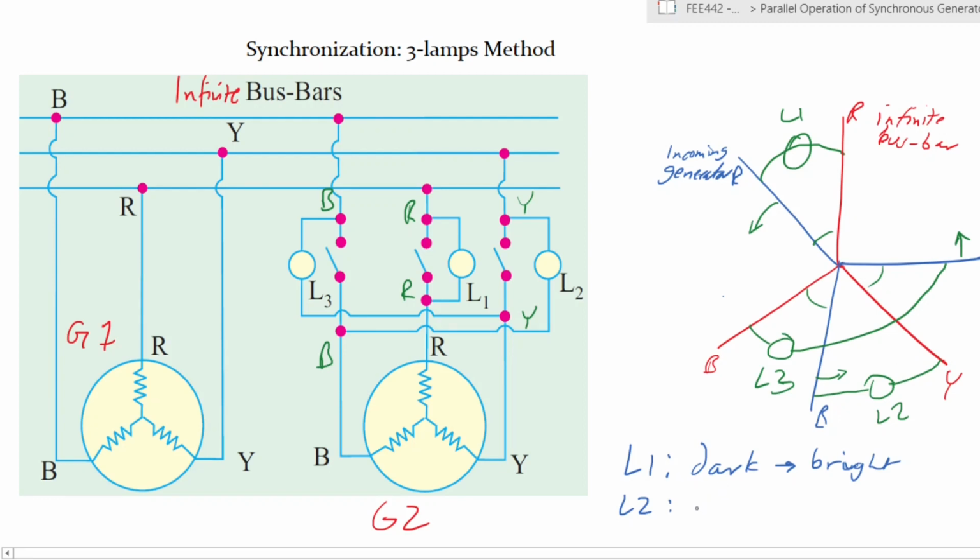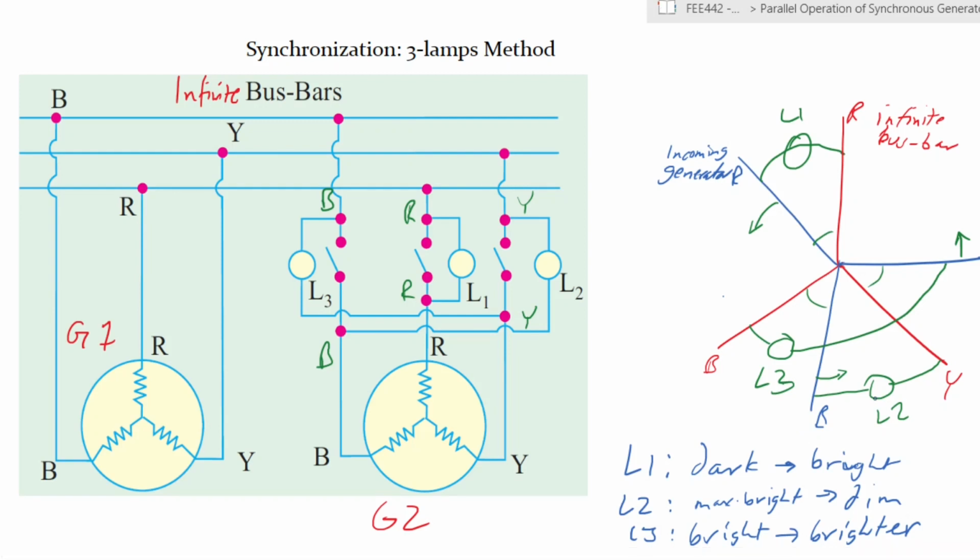So it is from a maximum brightness to dim, right? And then L3 will be brighter and even becoming more bright because it is moving away from its counterpart. Okay, so bright to brighter, right? So those will be the sequences. It will start at the instant before this moment that is depicted here. They will be as indicated, and then the lamps will become brighter or dimmer according to the sequence that is indicated.